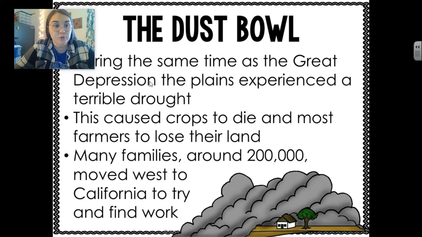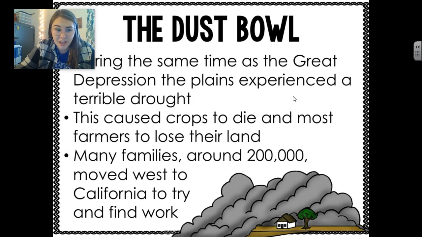So then, after we have this all going on, during the same time as the Great Depression, the plains experienced a terrible drought. Of course, we're running out of money. We have a lot of debt. There's not a lot of jobs. There's not a lot of food. We're going through a change in president, and we have a drought called the Dust Bowl. This caused our crops to die, and most of the farmers lost their land.